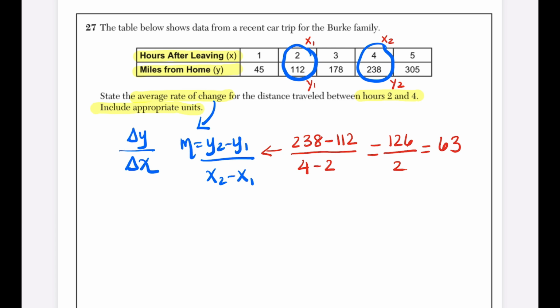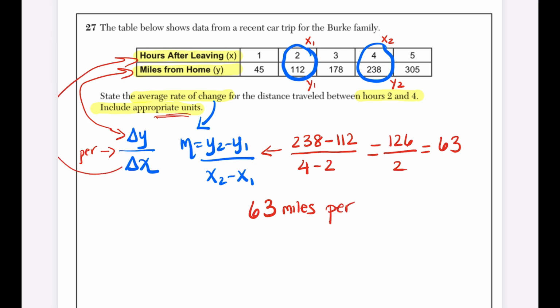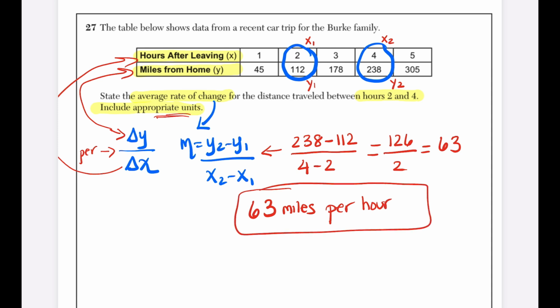And so now the final piece was to make sure I'm writing appropriate units here. So the cheat sheet to figuring out how to write 63 in the context of the problem is, remember that we're talking about change in y over change in x. So change in y, let's just look back up at our table, means how many miles from home. So 63 miles. And then I like to always look at that fraction bar as my per when I'm writing it in context. So 63 miles per. And then what was our x? Our x value was the hour. So 63 miles per hour is their average rate of change.